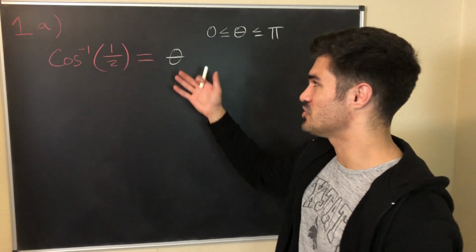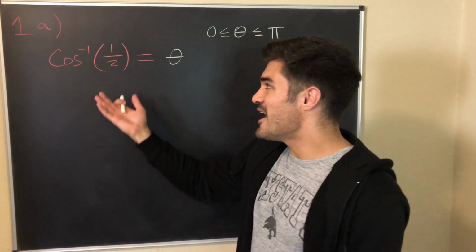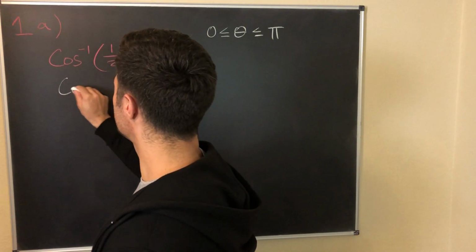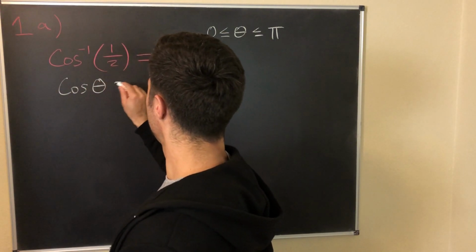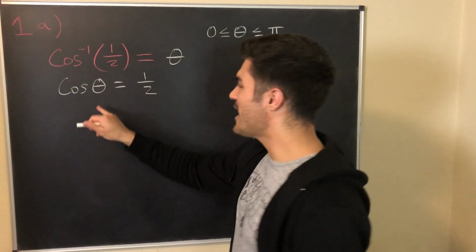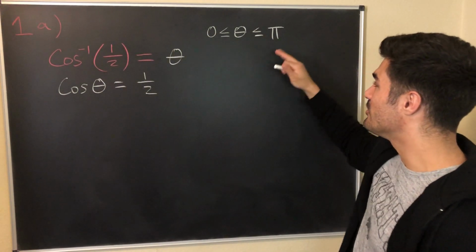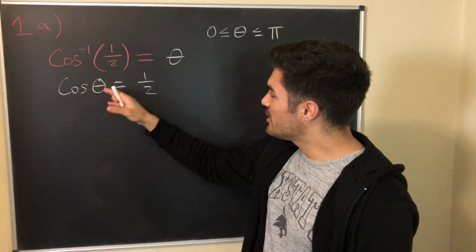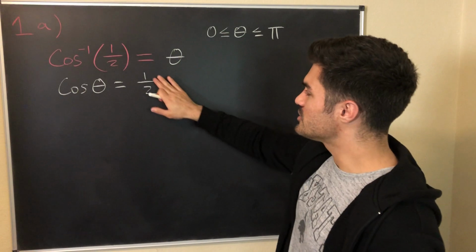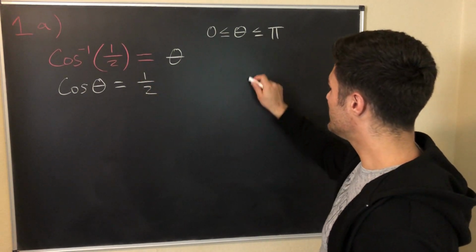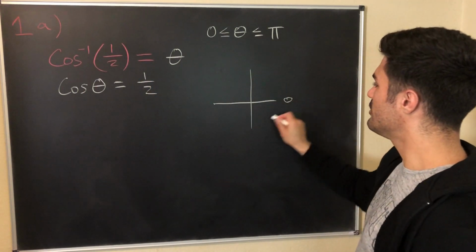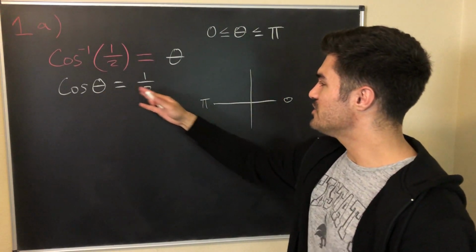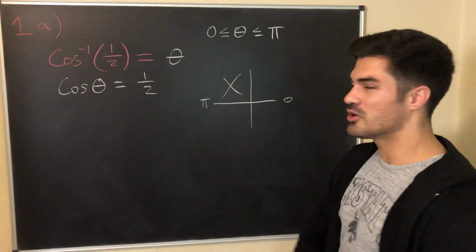So what I like to do is just rewrite this, because asking what's the cosine inverse of 1/2 is like asking cosine of what angle equals 1/2. But remember, that angle has to be between 0 and pi. So where does this happen? Well, let's think. Cosine of some angle equals 1/2. Well, this is positive. So if we're between 0 and pi, somewhere in here, and we're getting out a positive value, that eliminates this second quadrant, right?